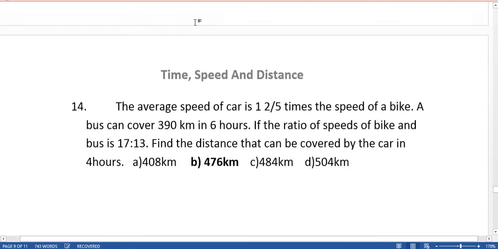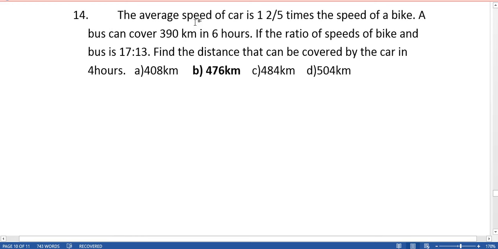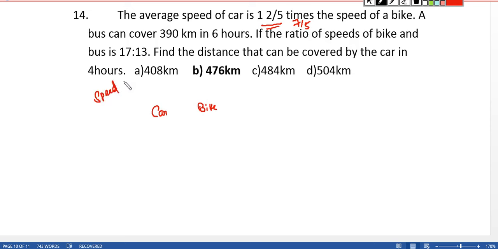So let's go to question number 14. The average speed of a car is 1 2/5 times the speed of a bike. So what is 1 2/5? This is 5 plus 2, 7/5. They have given the ratio of the speeds of car and bike. A car goes at speed 7 and the bike goes at speed 5. This is 7/5, and this is 1, so this 5 goes here, and that becomes 7:5. This is the speed ratio of car and bike.